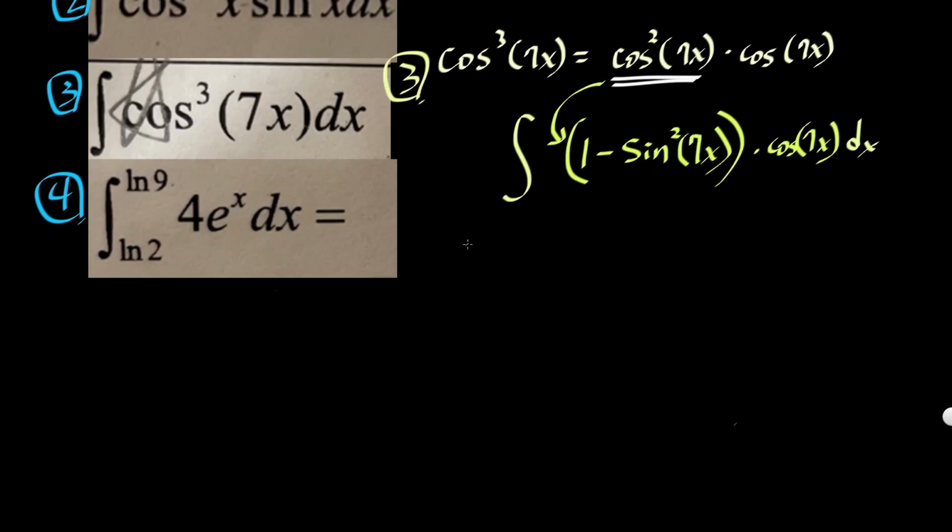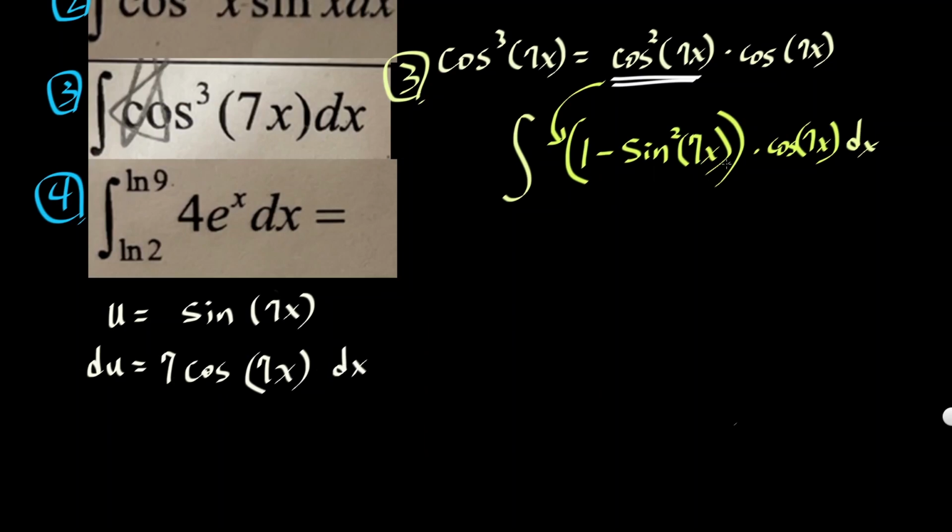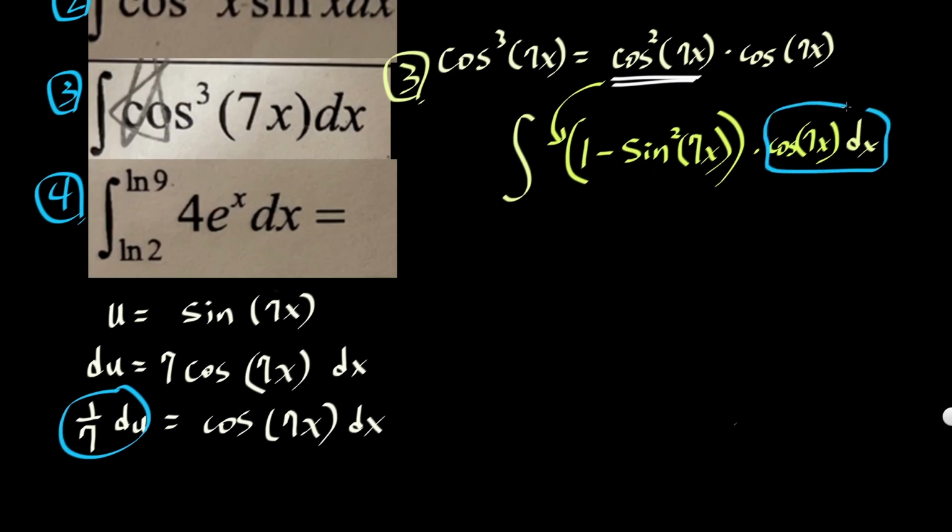And then we could let u equal sine 7x. Then du is going to be cosine 7x, and then multiply by the derivative inside, chain rule, to get 7 dx. But there's no 7 in front, so 1 over 7 du is equal to cosine 7x dx. So 1 over 7 du will represent this portion right there.